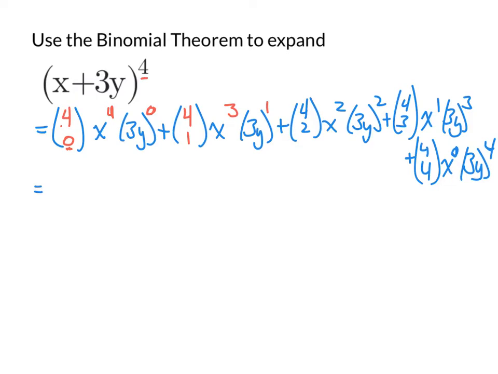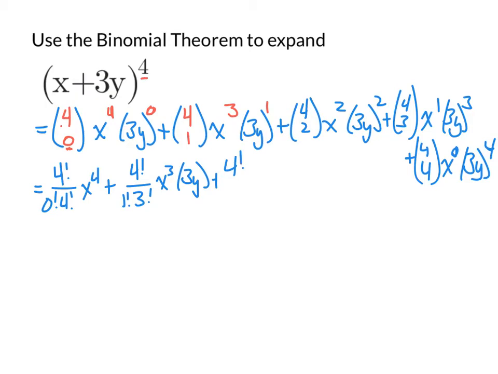Now we need to start calculating. 4 choose 0. Technically, what that means is 4 factorial over 0 factorial, 4 factorial. And then we'll have x to the 4th. The next term is going to be 4 factorial over 1 factorial, 3 factorial, because those two factors in the denominator have to add together to that numerator. We'll have x to the 3rd times 3y to the 1st. And 4 factorial over 2 factorial, 2 factorial, x squared, and 3y squared is 9y squared.